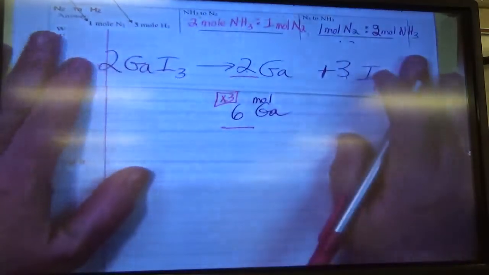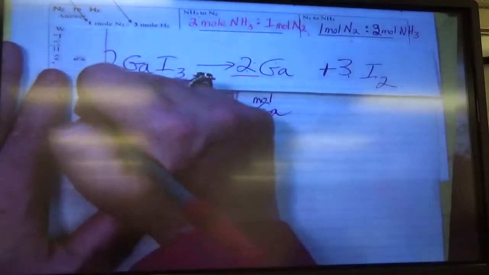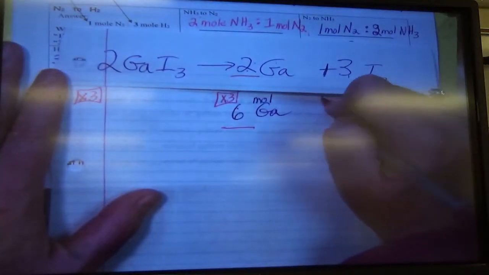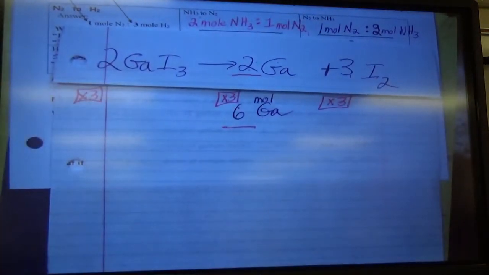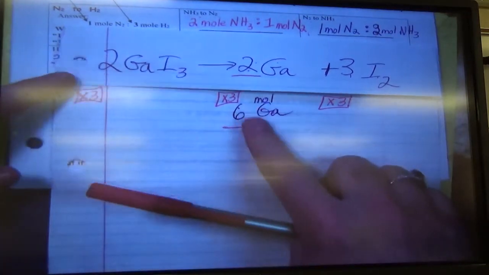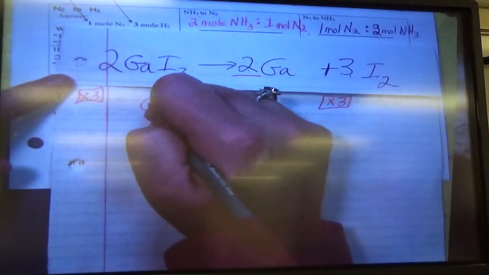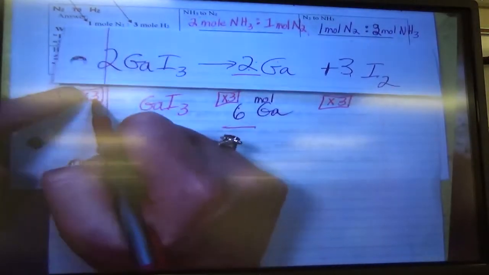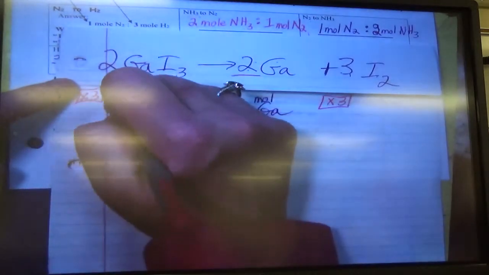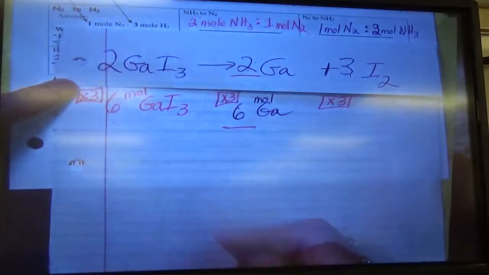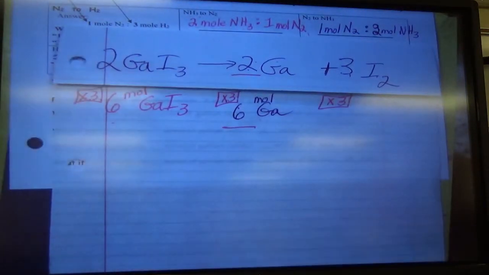So once again, if this is multiplied by 3, then everything has to be multiplied by 3. We must keep the ratio the same. Law of conservation of mass says whatever mass you begin with, you must end with. So if you end up with more, you had to have started with more. So triple it. How much gallium iodide do we end up really starting with? 2 times 3 is 6. So in order to get 6 moles of gallium, we had to start with 6 moles of gallium iodide. Had to have started that way.